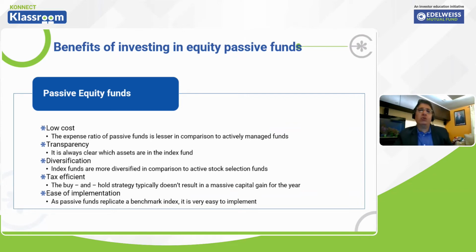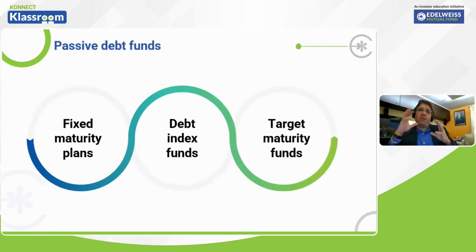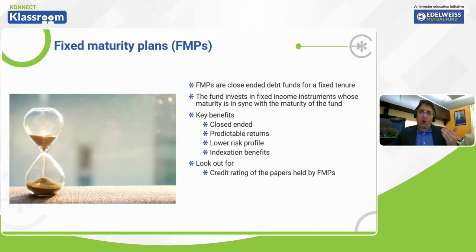Moving on to the passive debt fund options which are available, I would like to share with you three options. One is debt index funds, one is fixed maturity plans, and the third is target maturity funds. Let us begin with fixed maturity plans, or FMPs as they are more popularly called.